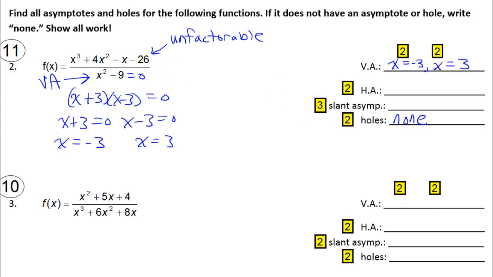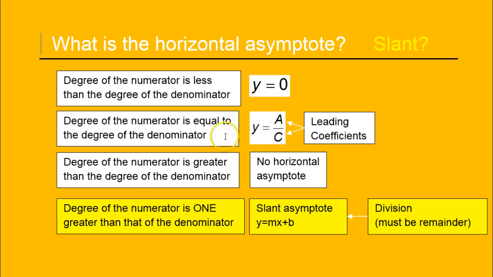All right, now let's talk about horizontal asymptotes. Horizontal asymptotes are all about the degree. If the degree of the numerator is less than the degree of the denominator, then the horizontal asymptote is y equals 0. If the degrees are equal, then the horizontal asymptote is y equals a over c, where a and c are leading coefficients. And if the degree of the numerator is greater than the degree of the denominator, then there is no horizontal asymptote.